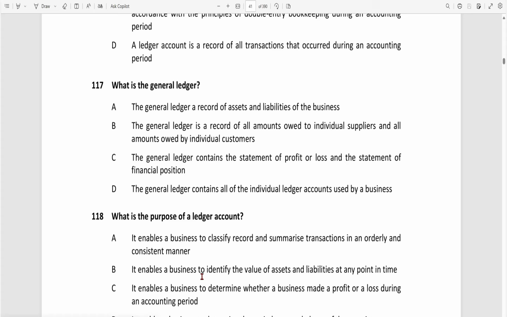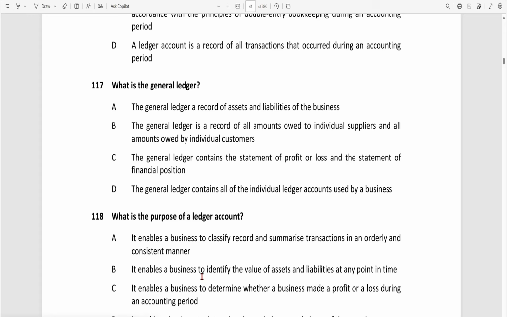C says the general ledger contains the statement of profit or loss and the statement of financial position. Again, this is incorrect. Why? Because it is the individual accounts that make up the full financial statements. But the actual financial statements, the profit or loss and financial position, are prepared from the balances of these accounts, not stored in the general ledger itself. So this is also incorrect.